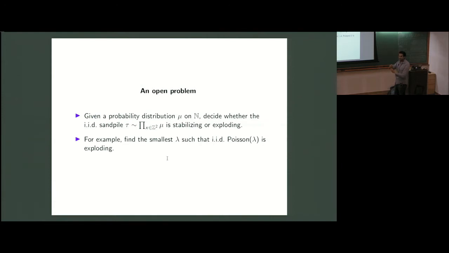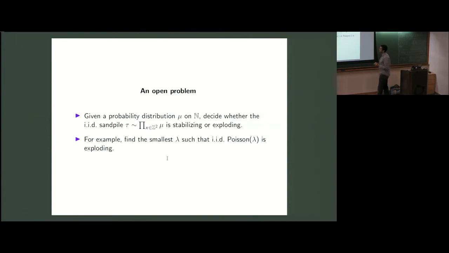Then use that distribution to make an IID sandpile in Z2. So every vertex has a random number of chips with distribution mu, and those random numbers are all independent. That gives you a sandpile, and then you can ask, is that sandpile stabilizing or exploding? And all I want, it doesn't sound like much, is an algorithm. I don't care how long it takes, just an algorithm to decide which.